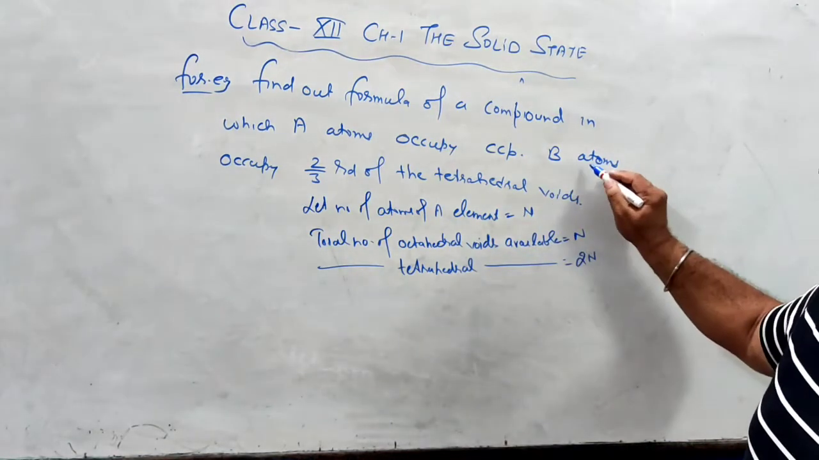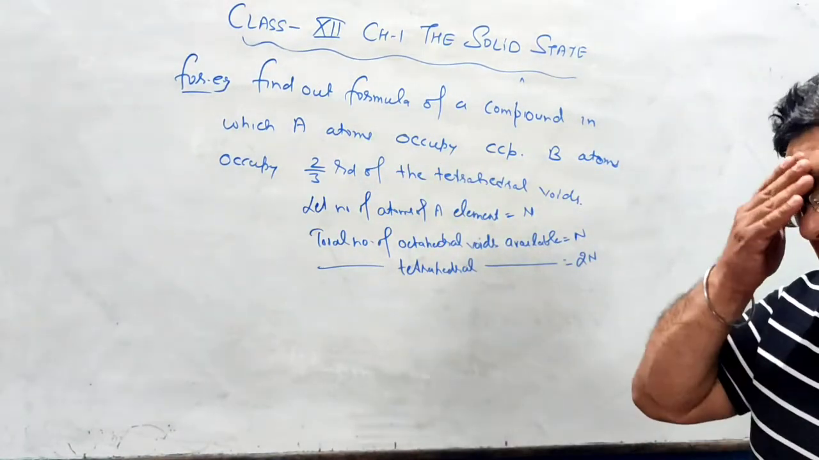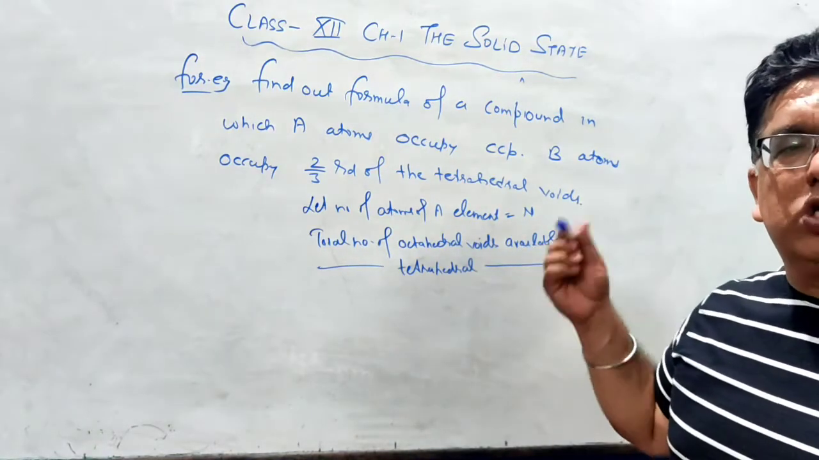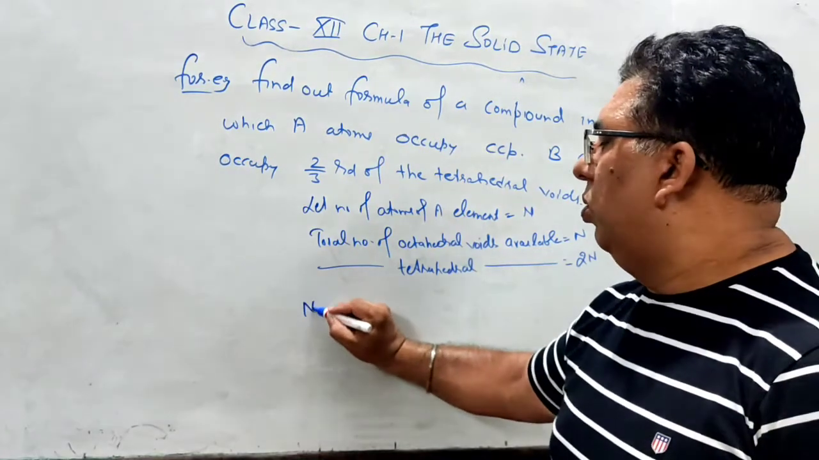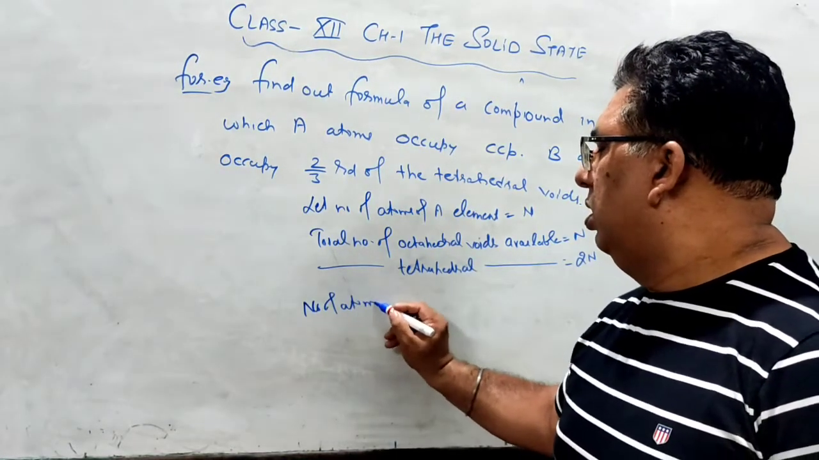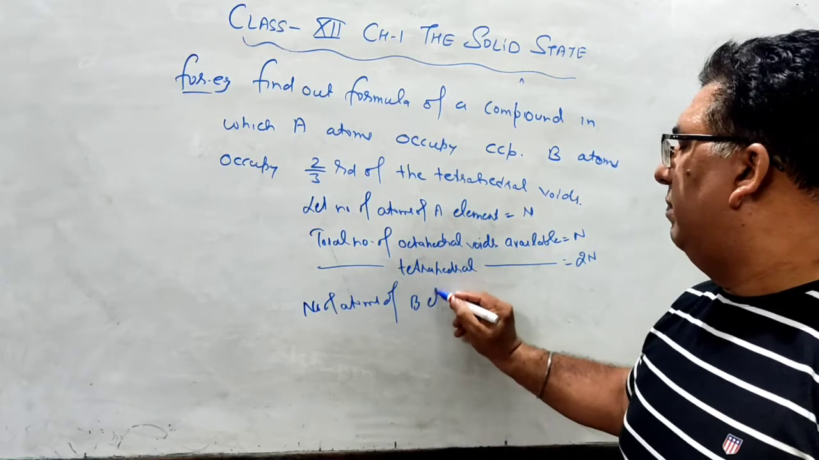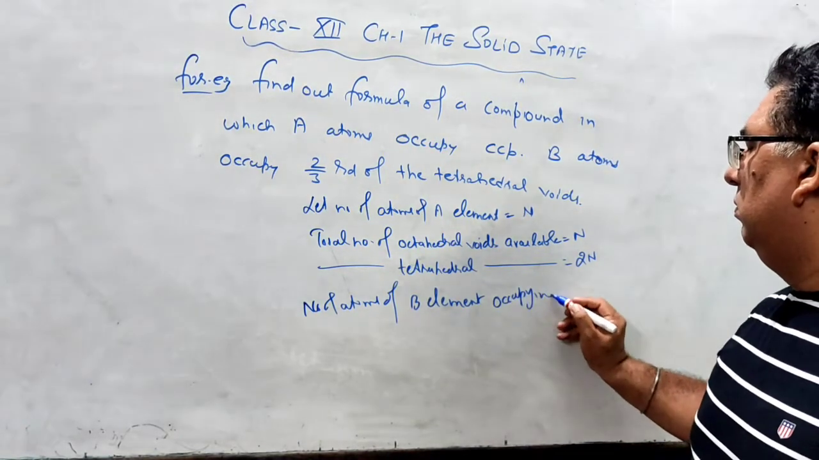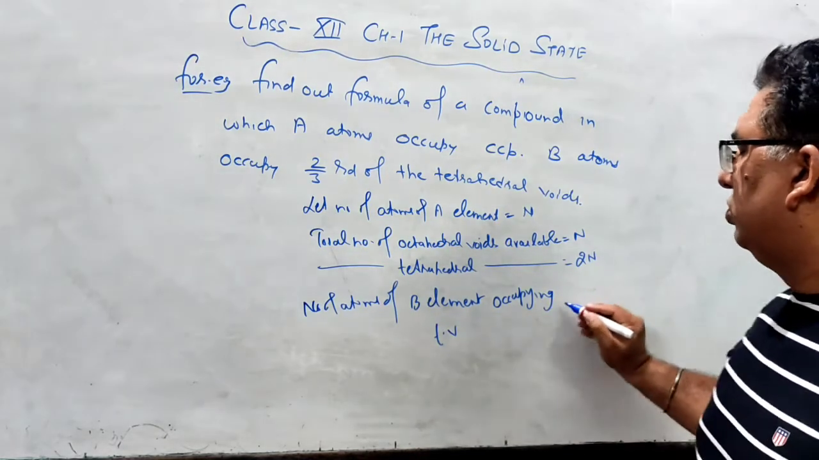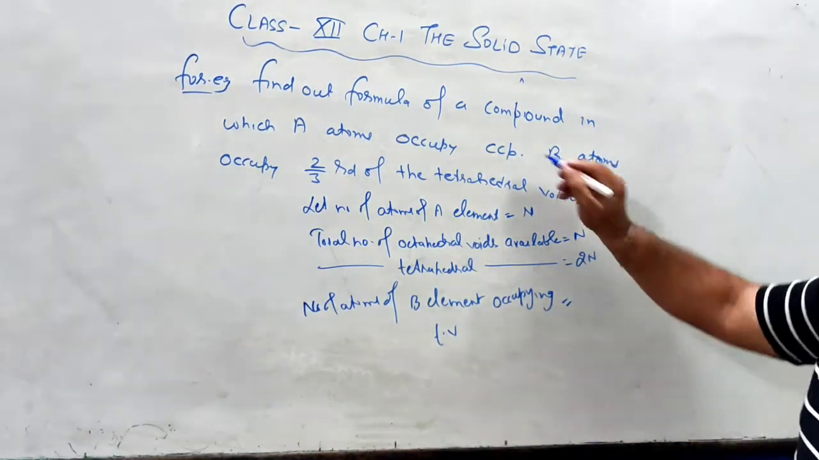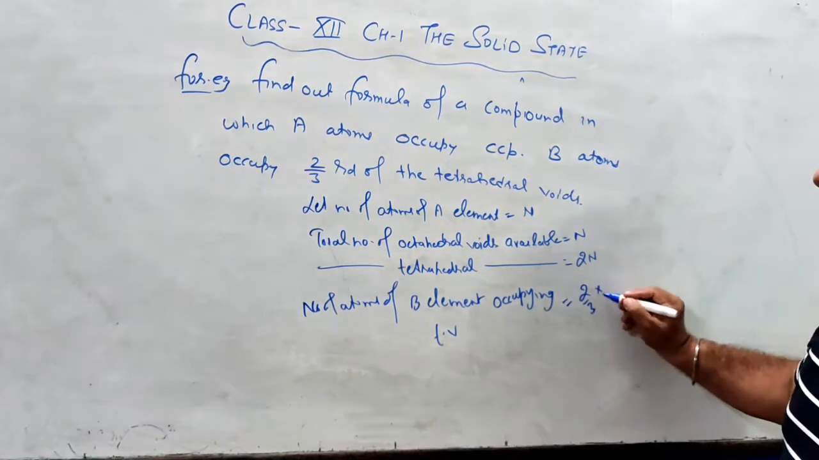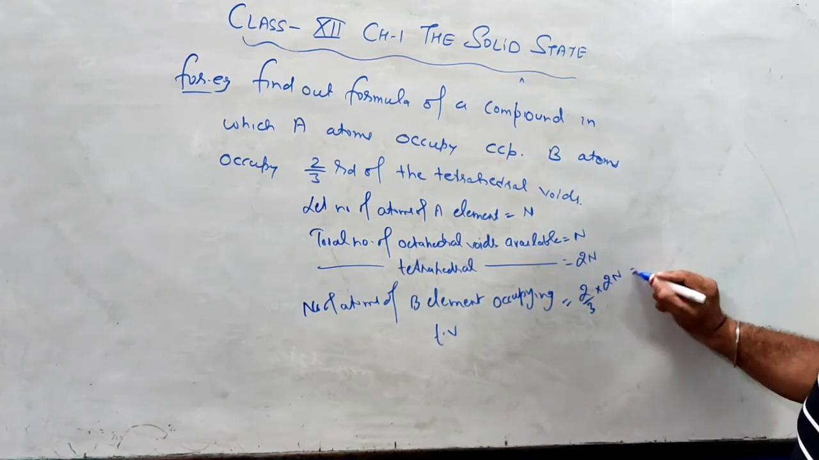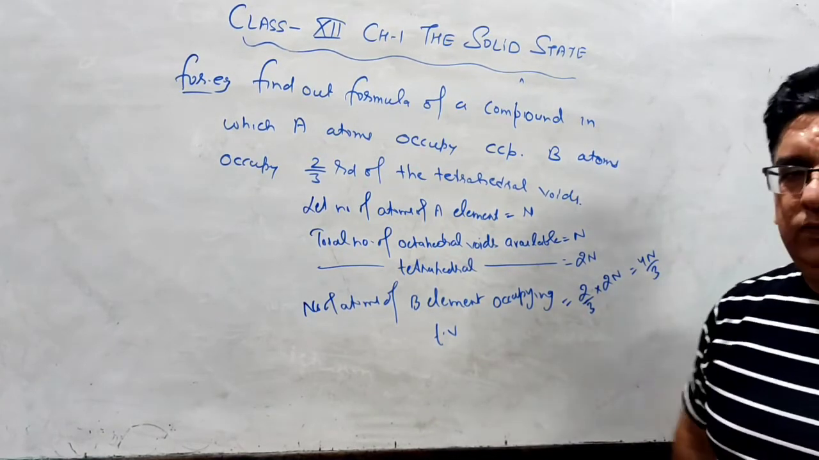Now in the statement, B atoms occupy 2/3 of the tetrahedral voids, meaning the atoms of B element occupy 2/3 of the tetrahedral voids. So the number of atoms of B element occupying tetrahedral voids is equal to how much? It is 2/3 of the total tetrahedral voids, and the total tetrahedral voids are 2n. So it is equal to 4n by 3.